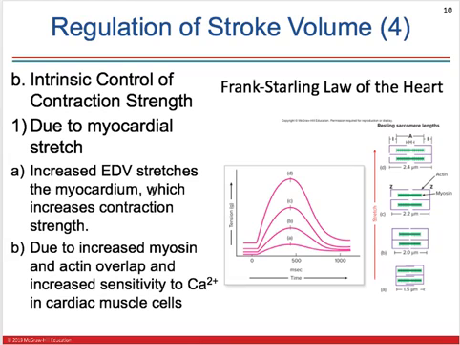So intrinsic control of contraction strength. This is the Frank-Starling law of the heart. This is simply as you stretch the sarcomeres. So here's a sarcomere that's fairly collapsed, and as we stretch this further and further and further, you get a dramatic increase in the strength of the contraction. The more you stretch those sarcomeres apart, the more opportunity there is for the actin and myosin fibers to interact with each other, and there's also an enhanced sensitivity to calcium as well. And so these together then combine to make the strength of contraction greater the more and more you stretch the muscle fiber. Frank-Starling law of the heart is what that's called.